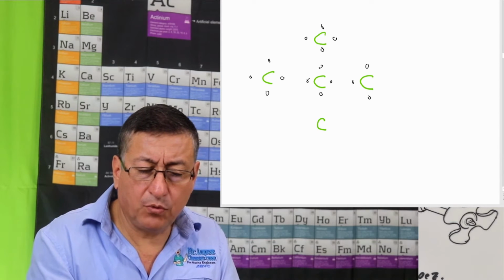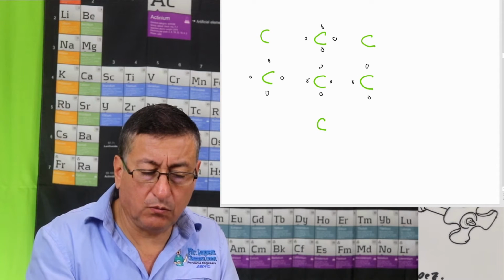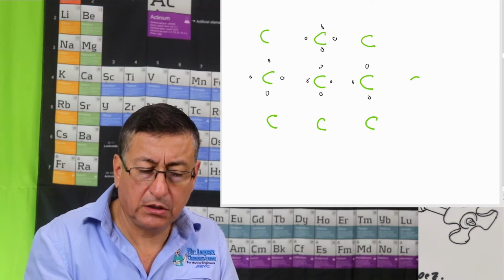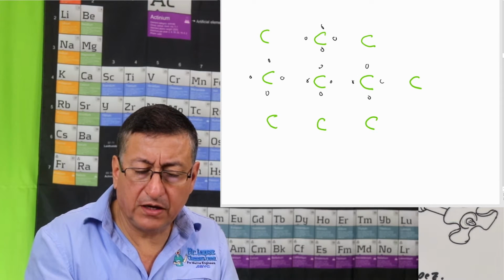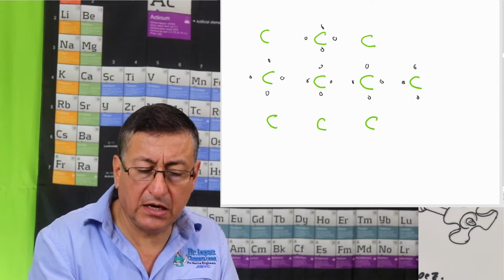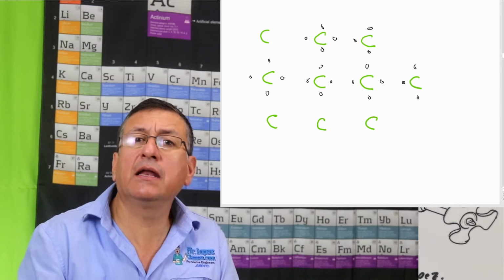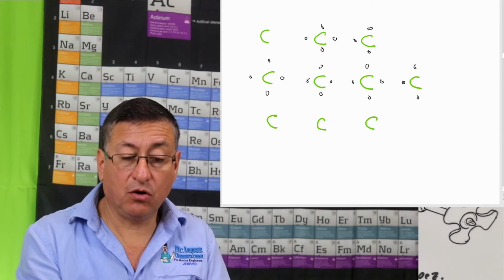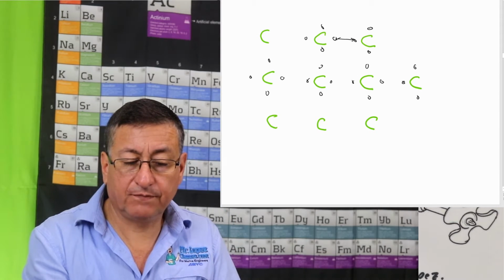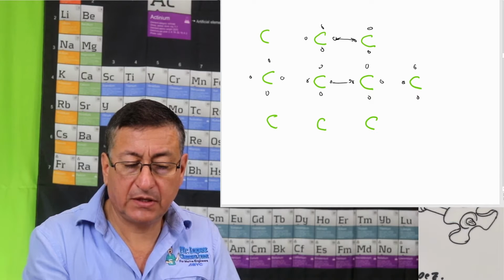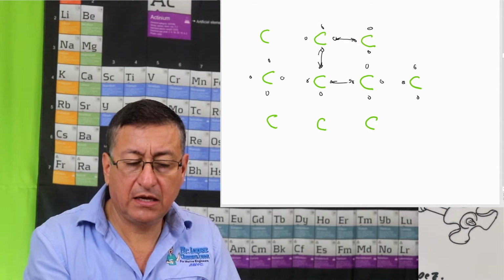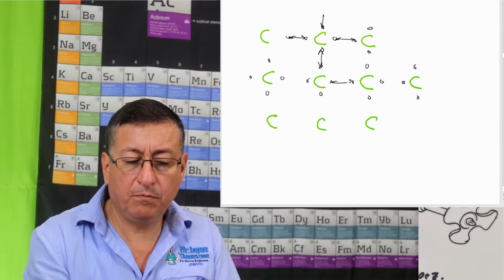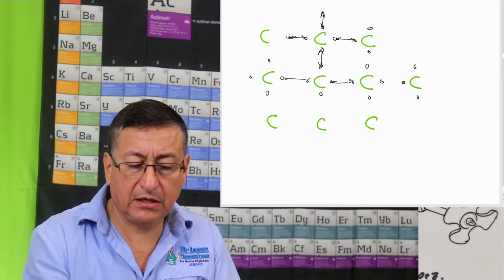What happens if I put more carbons and more carbons? All of them have 4 electrons in the last orbit, and they can create covalent bonds between one and the other. They share electrons. At the end of the day, each atom completes 8 electrons in the last orbit.